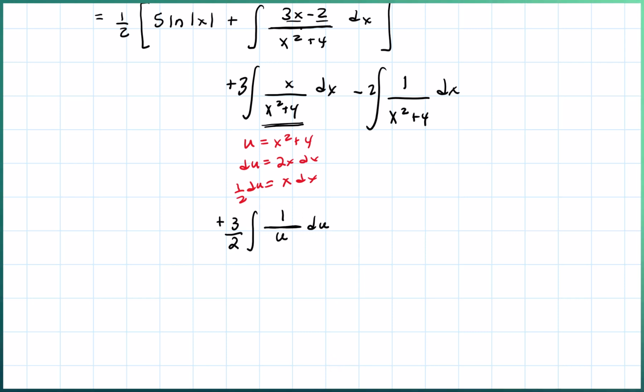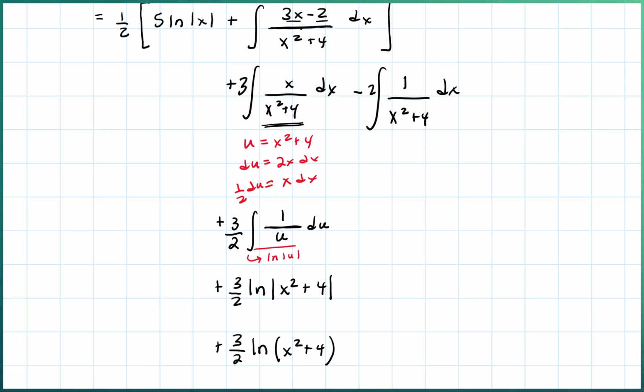I think we should be pretty comfortable with substitution, be able to do that pretty quickly. So this becomes 3/2. This integral right here is simply the natural log of the absolute value of u. And so this becomes 3/2 natural log of the absolute value of x squared plus 4. I actually don't need the absolute value on that, since x squared plus 4 is always positive, so I could drop the absolute value and just write it as 3/2 natural log of x squared plus 4.